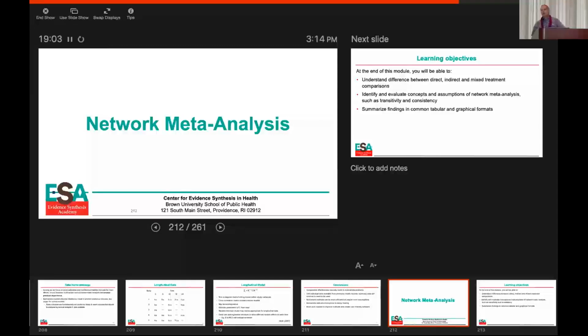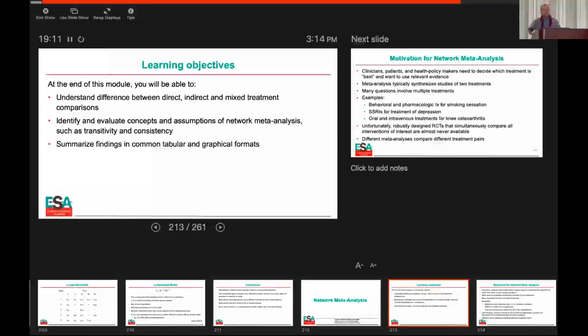Okay, the final topic is network meta-analysis. So this is something which is fairly new. I want to try to tell you the difference here between direct, indirect, and mixed treatment comparisons, to identify and look at the concepts and assumptions of network meta-analysis, such as transitivity and consistency, and summarize findings in common tabular and graphical formats.